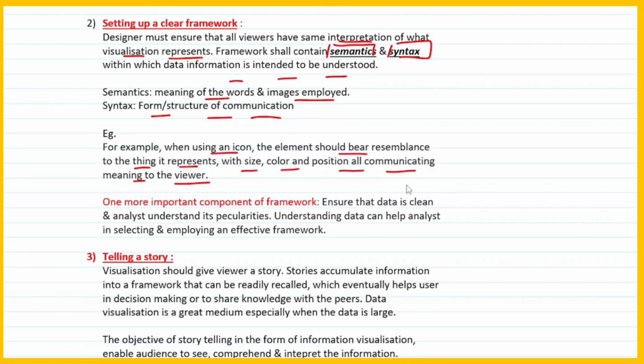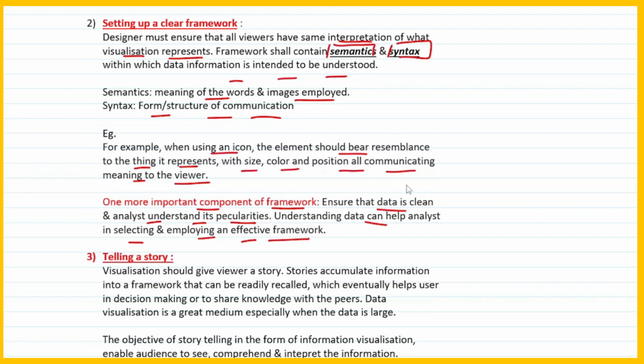Okay, there's one more important component of the framework. Ensure that the data is clean and analyzed, and that analysts understand its peculiarities. You have to make sure that the data is error free, right? Then only will the analyst be able to analyze it properly along with its nitty-gritties, so that it can eventually help in decision making. Understanding data can help analysts in selecting and employing an effective framework.